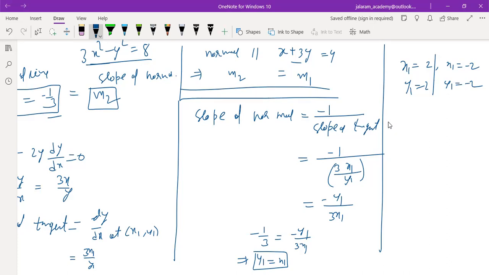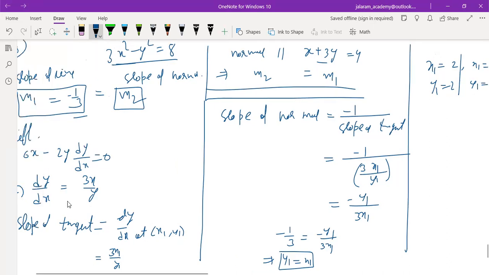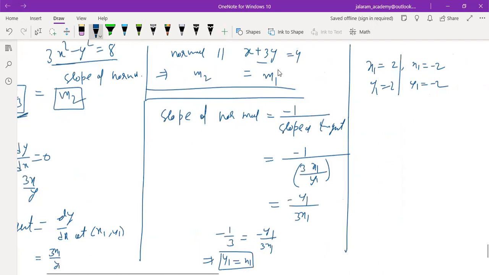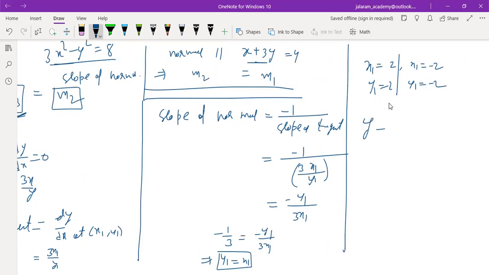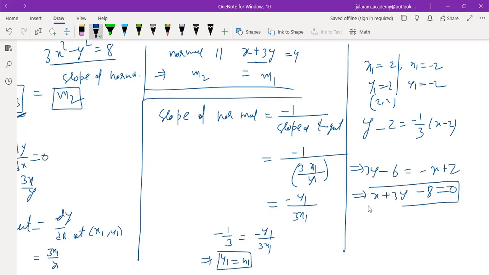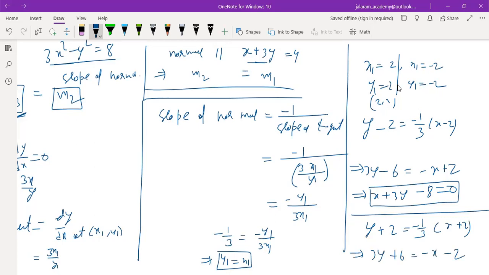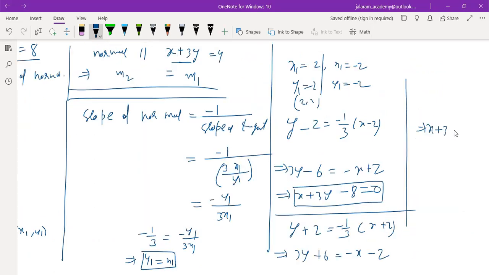Now, the only difference is that the slope of the normal we have calculated this time is minus 1 by 3, as it is parallel to this line. So the equation will be, if we use (2, 2), y minus y1 equals minus 1 by 3 into x minus 2. Cross multiplying, we get 3y minus 6 equals minus x plus 2, that is x plus 3y minus 8 equals 0. This is the first equation of normal. And the second normal is obtained by y minus (minus 2) equals minus 1 by 3 into x plus 2, that is y plus 2 equals minus 1 by 3 into x plus 2. Cross multiplying, we get 3y plus 6 equals minus x minus 2, that is x plus 3y plus 8 equals 0.